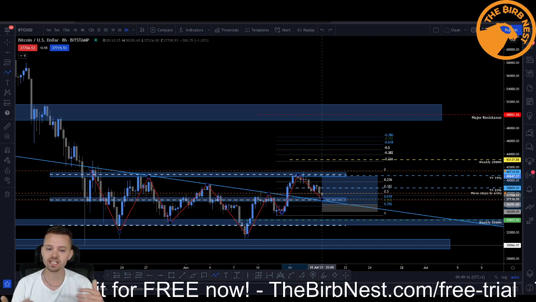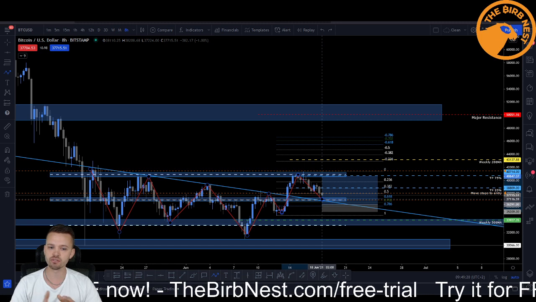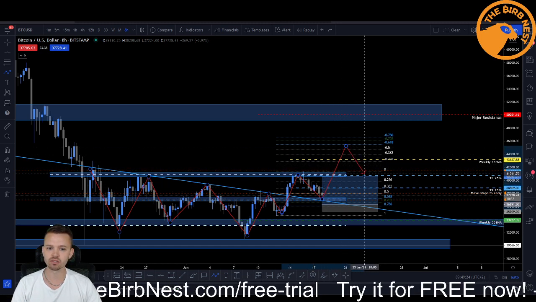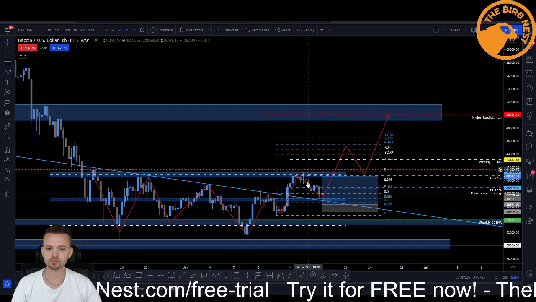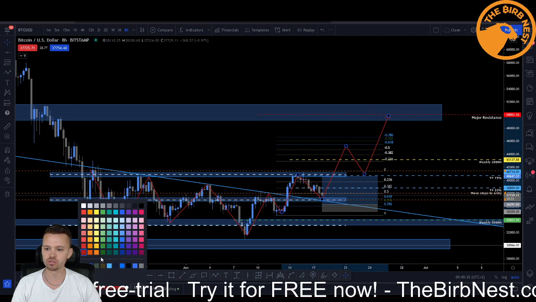And if this is the case, and if this bull market is going to resume, and if the uptrend for Bitcoin is going to resume to the upside, this is what I expect will happen, right? That would be how this market structure would look.